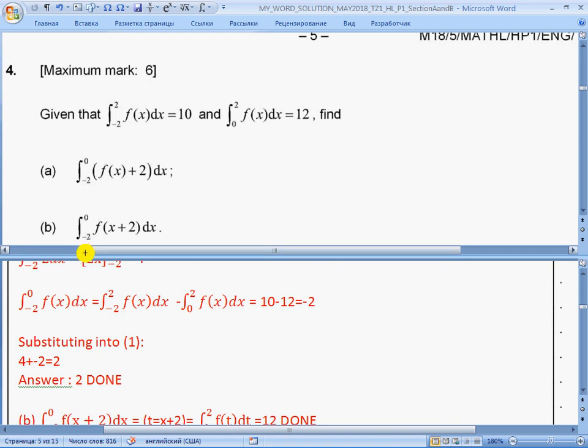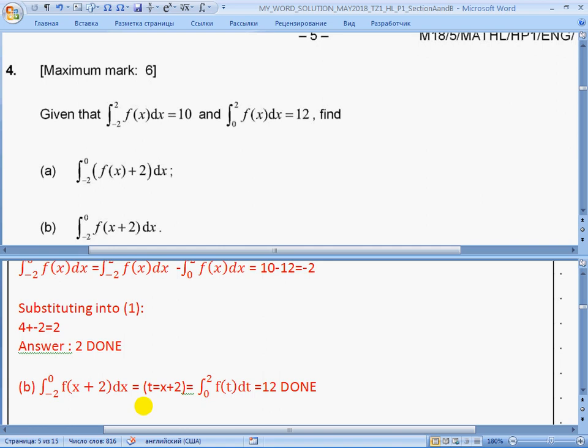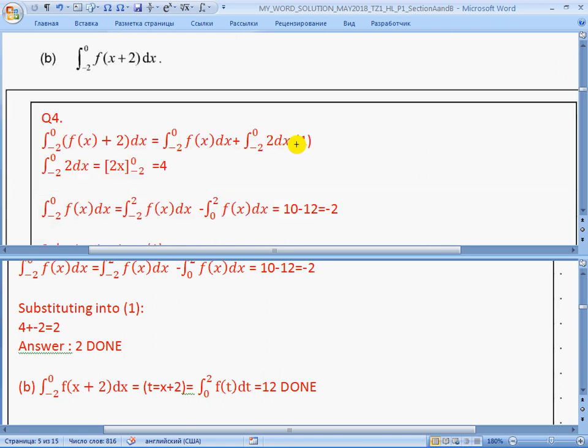Then they ask us to find a different integral, of f(x plus 2). So we introduce a new variable t equals x plus 2. dx will be equal to dt, but the boundaries will change. When x is minus 2, the boundary for t will be 0. When x is 0, the boundary will be 2. So from 0 to 2, the integral, and we see that these values were given, just with other letters, it doesn't matter. So the answer is 12. Question is done.